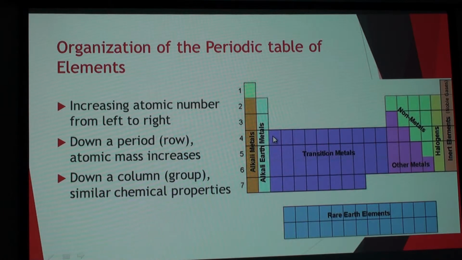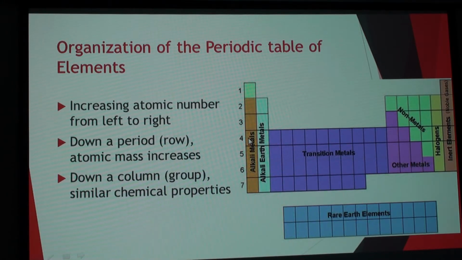A period also tells us that as you go along the period, from left to right, you're going to see an increase in atomic mass, which is how much the atom weighs. And then down the column, you're going to see similar properties. So for example, all the atoms on the same column are going to have the same properties.